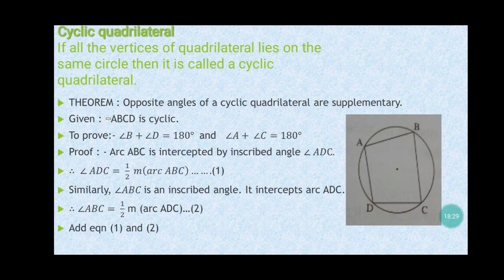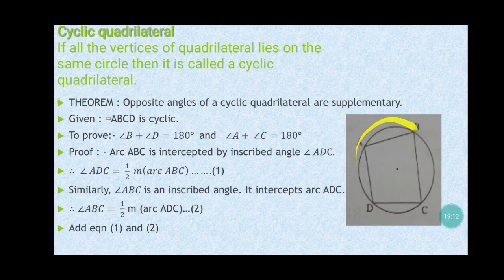Now we have the two equations. First, angle ADC is equal to half the measure of arc ABC, and angle ABC is equal to half the measure of arc ADC. What are we going to do with these two equations? We are going to add them. When I add equations 1 and 2, the left hand side will be added to the left hand side, and the right hand side to the right hand side. So angle ABC plus angle ADC is equal to half the measure of arc ABC plus half the measure of arc ADC. Half is common, that I will take out. So it will be half in bracket, measure of arc ABC plus measure of arc ADC.